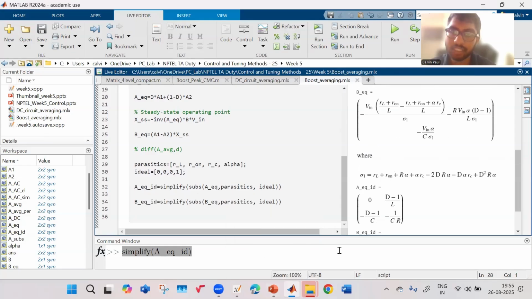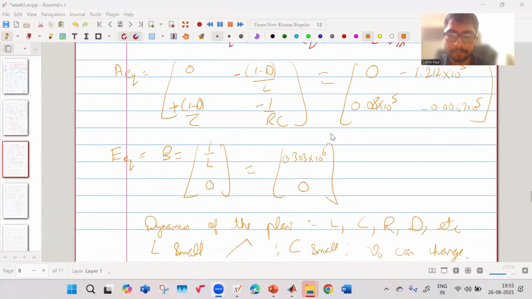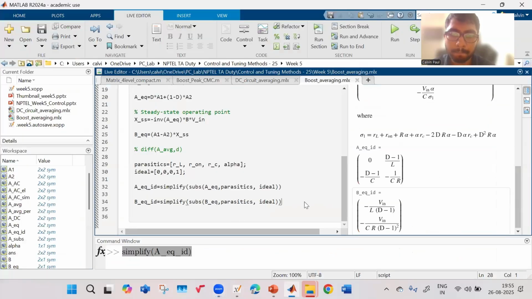Okay, so I think these things also you can explore. It could be useful for you later on. Do you have any other queries? Sir, at this step, if we want to substitute, say D equal to 0.6 as in that problem, what is the command? We have to simply write D equal to 0.6? You have to do A equivalent, let us say the value is equal to substitute A equivalent, D you are substituting with 0.6.